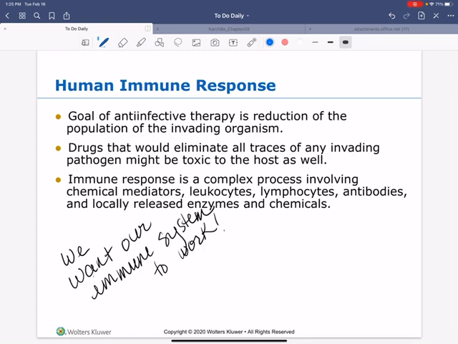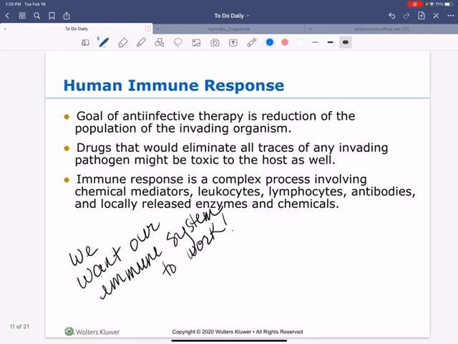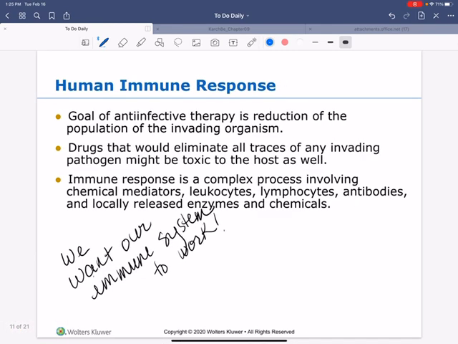This is a slide that I just mentioned, actually, how we want our immune system to work. So the goal of therapy is to reduce the population of the bacteria or organisms for our immune system to start to work. As we know, it is a complex process. There's chemical mediators such as interleukins, complements. You have your adaptive immunity, your T cells and your B cells. So there's many things going on in your immune system. I know you're learning that in patho now, as well as leukocytes, your white blood cells, lymphocytes, antibodies.